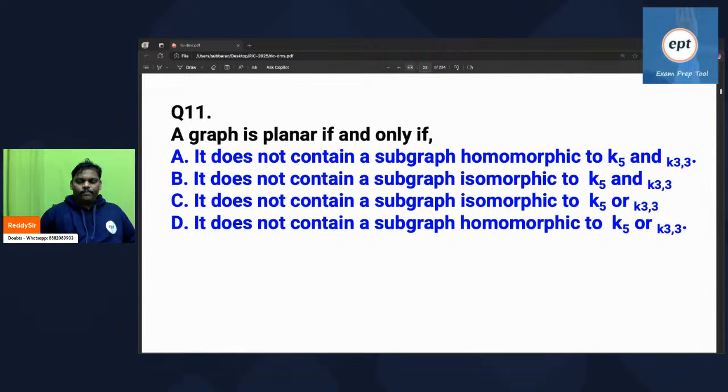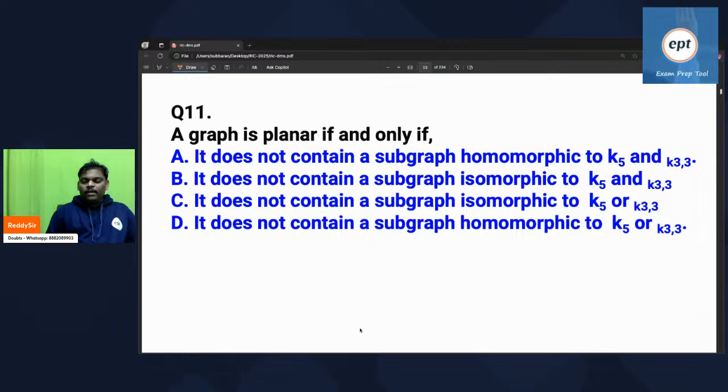Can you go ahead? Everyone try. What is the answer for this?